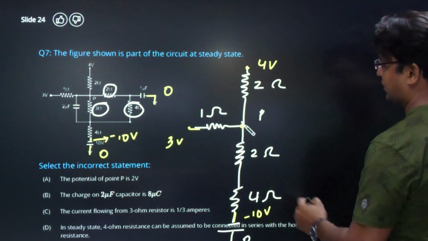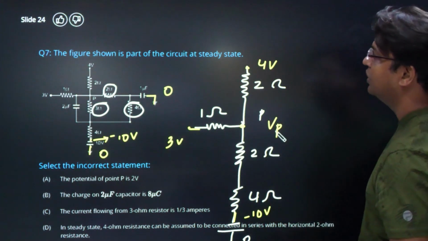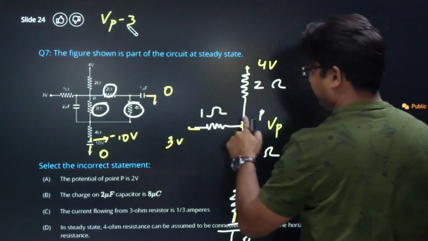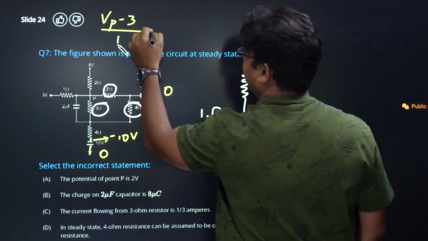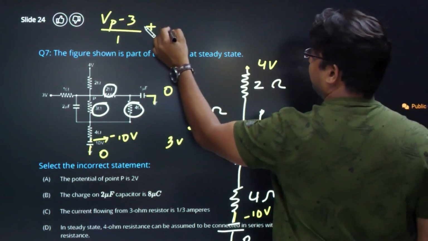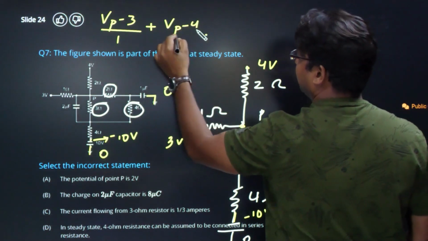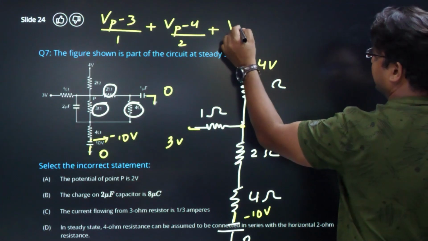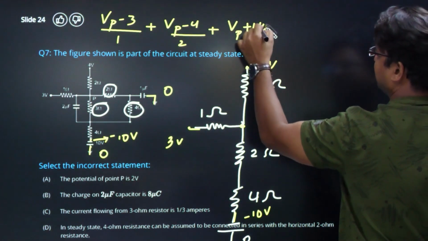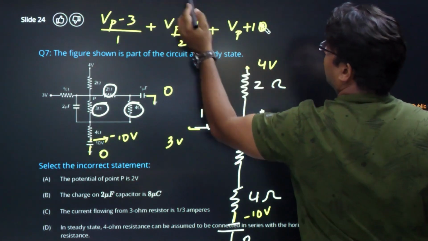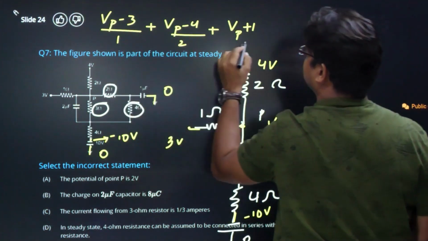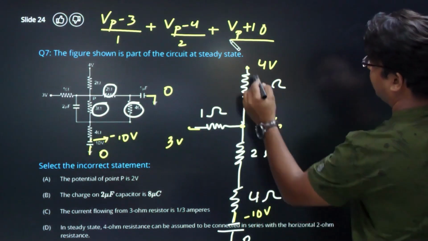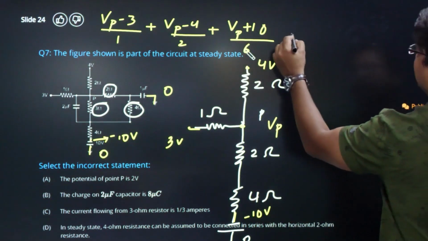All right, now after getting the circuit like this, we can write the node rule at point P. So if the potential at P is Vp, which we don't know, the equation that we can write is (Vp minus 3) by 1 plus (Vp minus 4) by 2 plus (Vp plus 10) by 6. So this should be equal to 0.